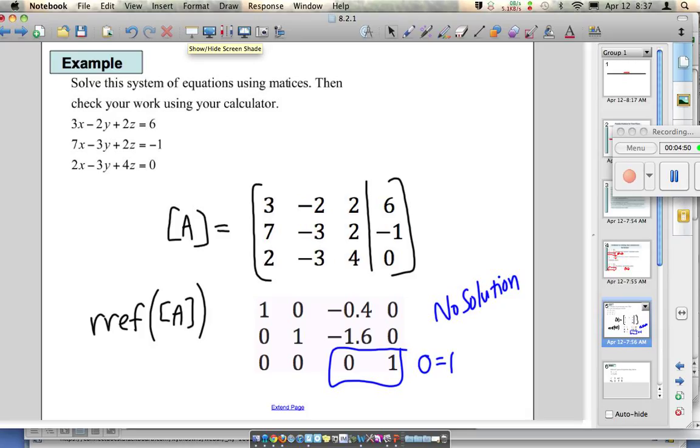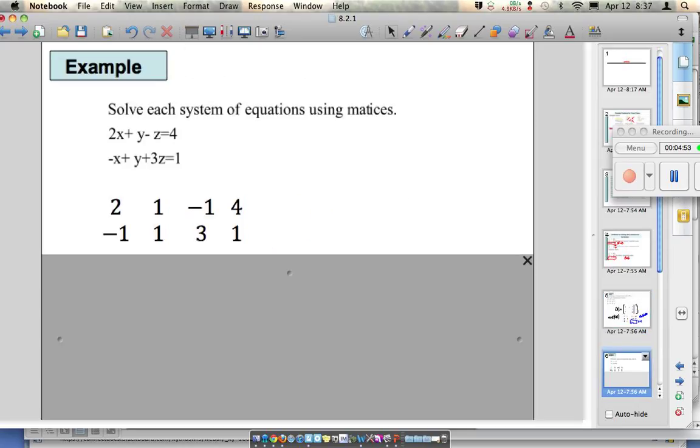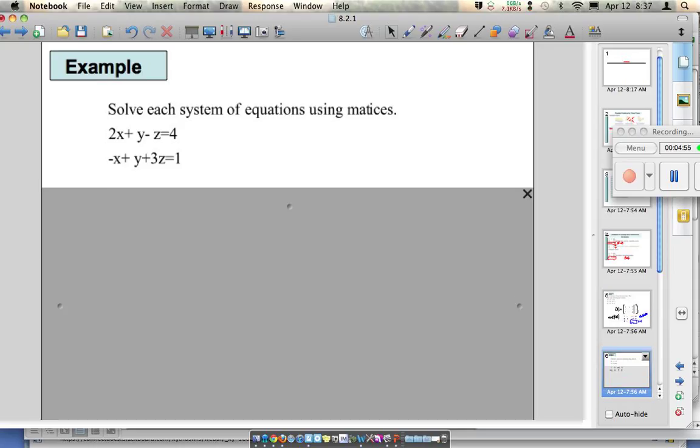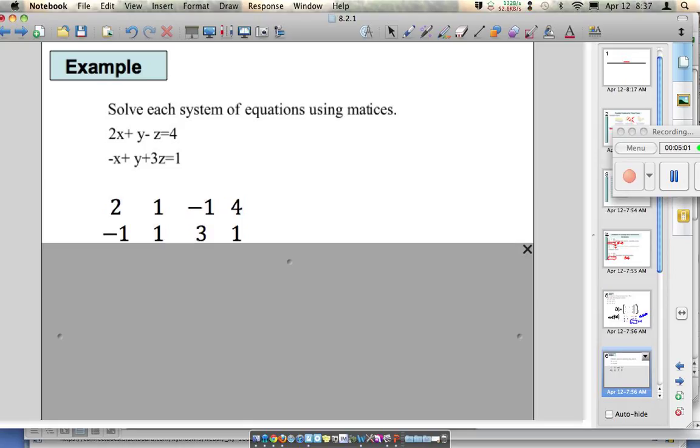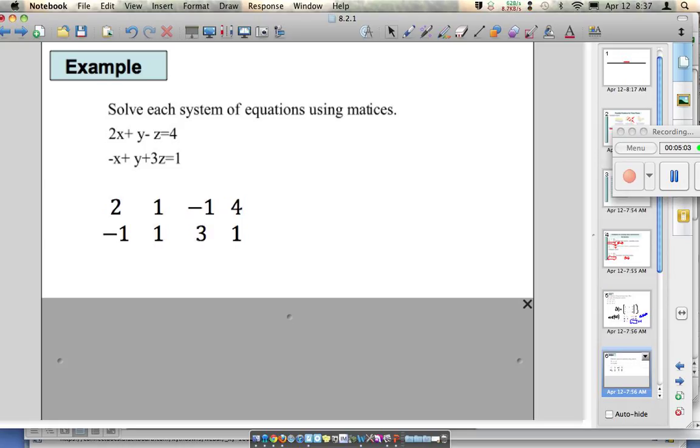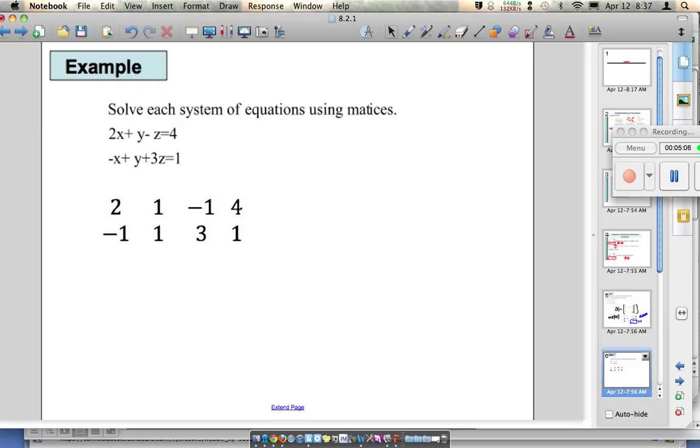So let's take a look at another example. We're going to solve this system using matrices. We have only two planes that we're working with. We can still describe a solution set, and in this case, I'm not actually going to use my calculator. This will be a lot quicker if I just do it by hand. So here's my matrix, my augmented matrix.